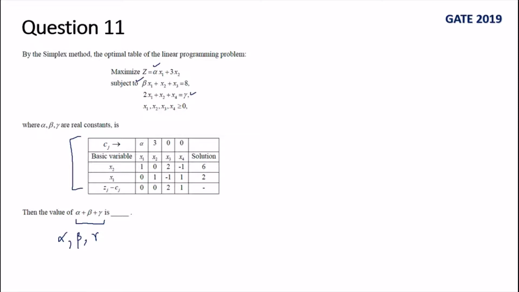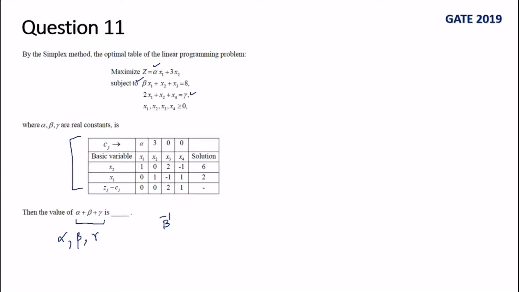This is a specific kind of question in which our LPP is given to us in incomplete form, in terms of some unknowns. However, the optimal table is completely known to us. In this kind of question, we use the technique of B inverse. We compute B inverse, and then using some relationships which exist, we can compute the values of these unknowns. So let's see how to do this.